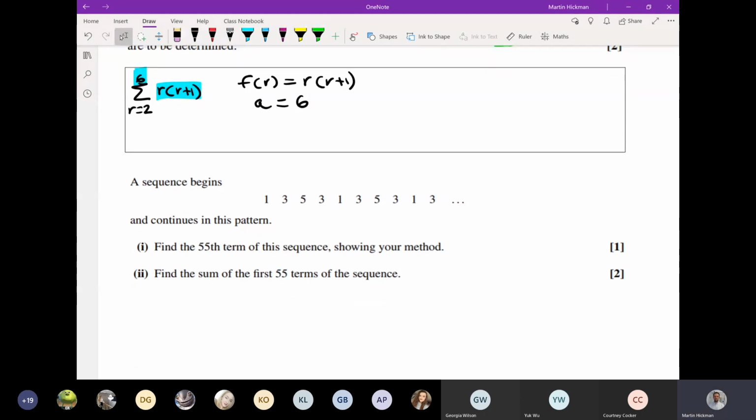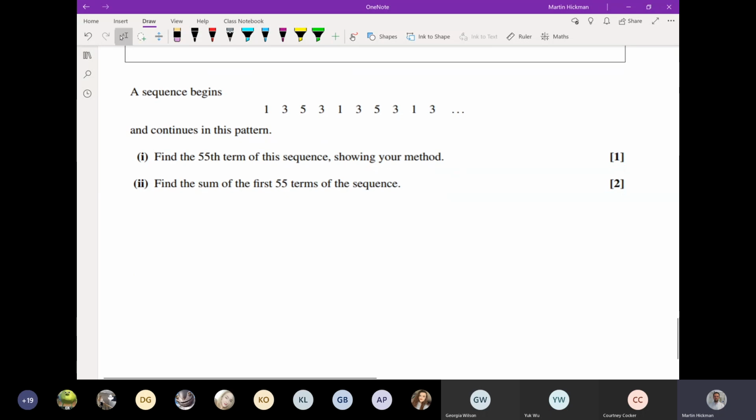Final example then: we've got a sequence that begins 1, 3, 5, 3, 1, 3, 5, 3, 1, 3, etc. and continues in this pattern. Find the 55th term of the sequence, showing your method. Yet again, this is not an arithmetic progression, it's not a geometric progression. So we need to carefully look at the terms and see what's happening with this sequence. Now, it's what we call a periodic sequence, because you should notice that it just keeps on going 1, 3, 5, 3, 1, 3, 5, 3. Hopefully you can see that pattern there, which is just going to keep continuing.